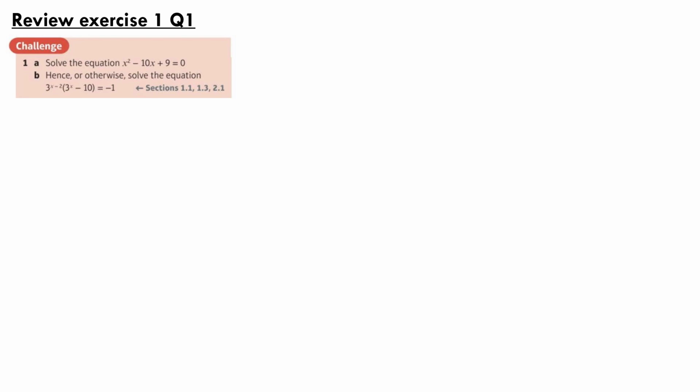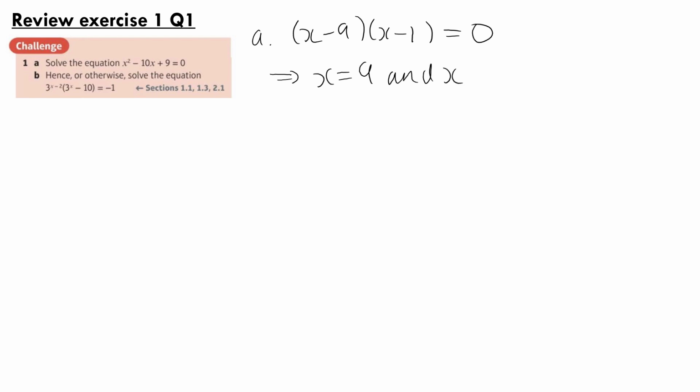Okay, question 1, part A. Solve the equation x squared minus 10x plus 9 equals 0. So this is a dead simple quadratic. So we can factorize to get (x minus 9)(x minus 1) equals 0. So our solutions are x equals 9 and x equals 1.